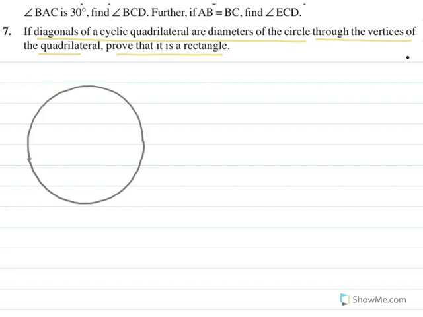If the diagonals of a cyclic quadrilateral are diameters of the circle through the vertices of the quadrilateral, prove that it is a rectangle. Here first we have a cyclic quadrilateral. What do you mean by cyclic quadrilateral? Where the four vertices are on the circle, which are A, B, C and D. These are the four vertices. So ABCD is a cyclic quadrilateral.